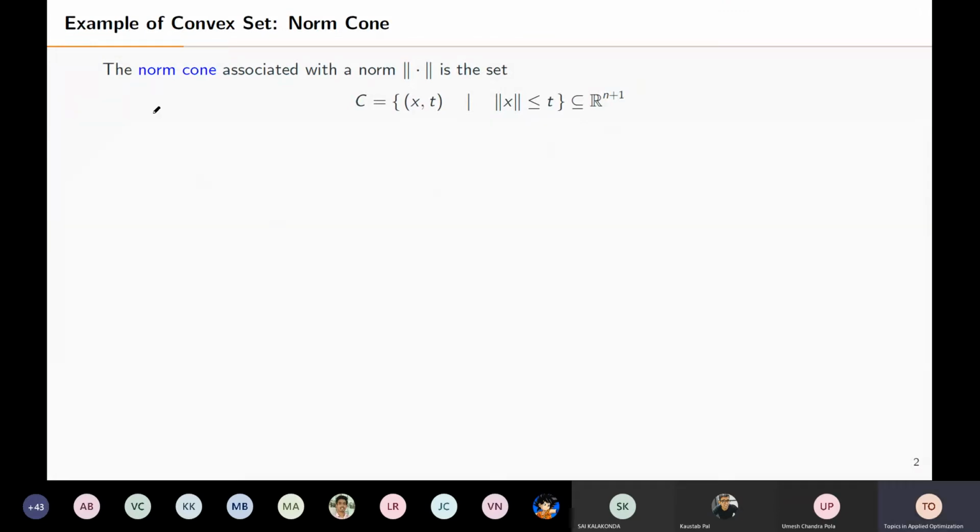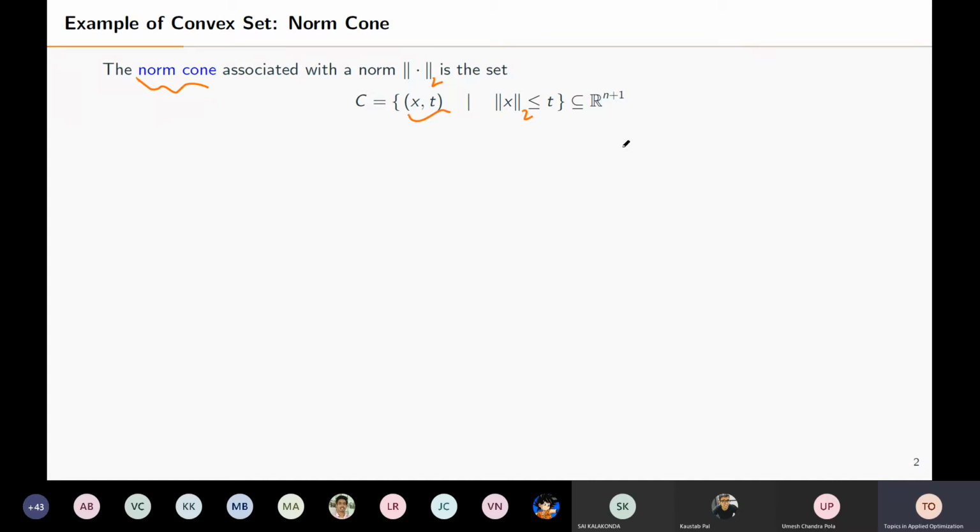Okay, so what I want to describe next, the next geometrical object, is something called the norm cone. Now, the norm cone is defined like this. If it is not mentioned anywhere, just take it as a 2-norm. So these are the set of elements (x, t) such that the norm of x is less than or equal to t.